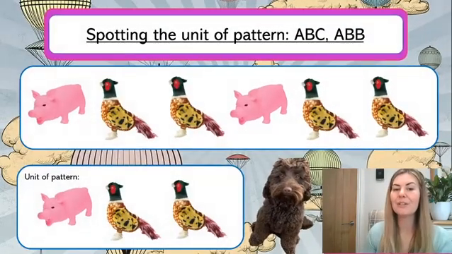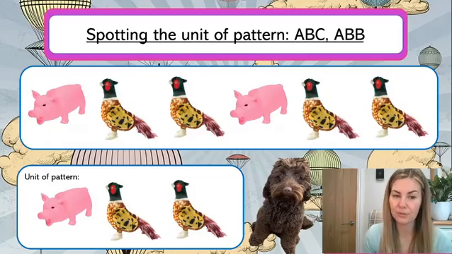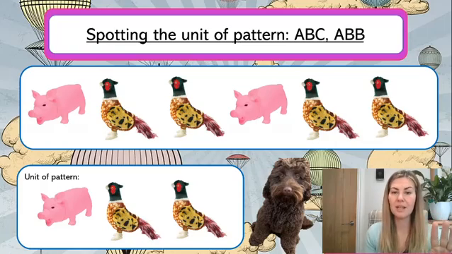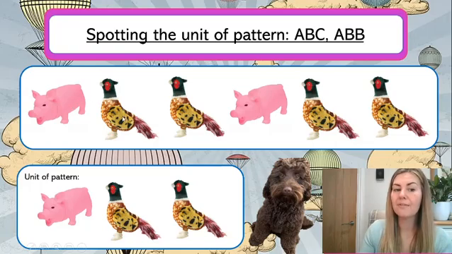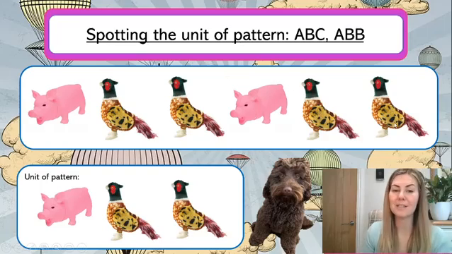Okay, now let's have a look at Soji's. Now Soji's is a little bit different. Soji has 3 things in his pattern, but one of those things he's put in there twice. So let's just read our pattern together. We have pig. This is a pheasant. So pig, pheasant, pheasant, pig, pheasant, pheasant.